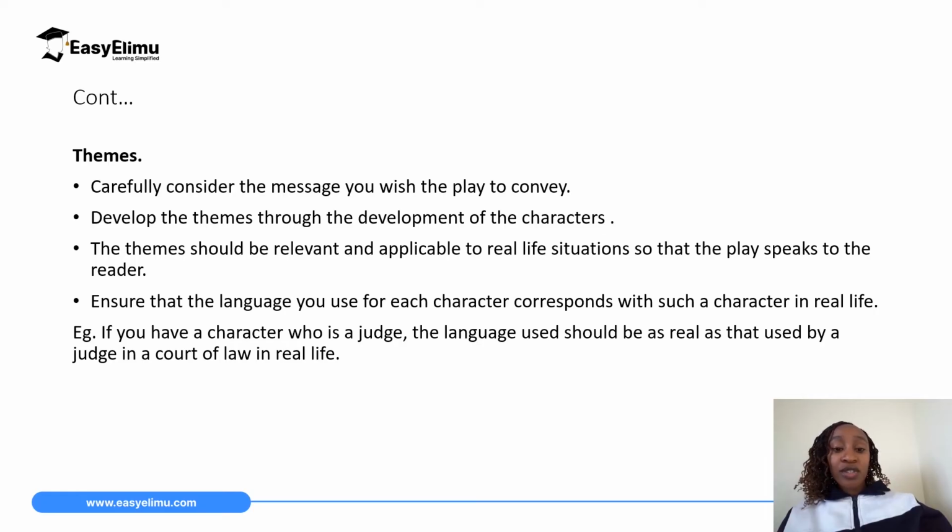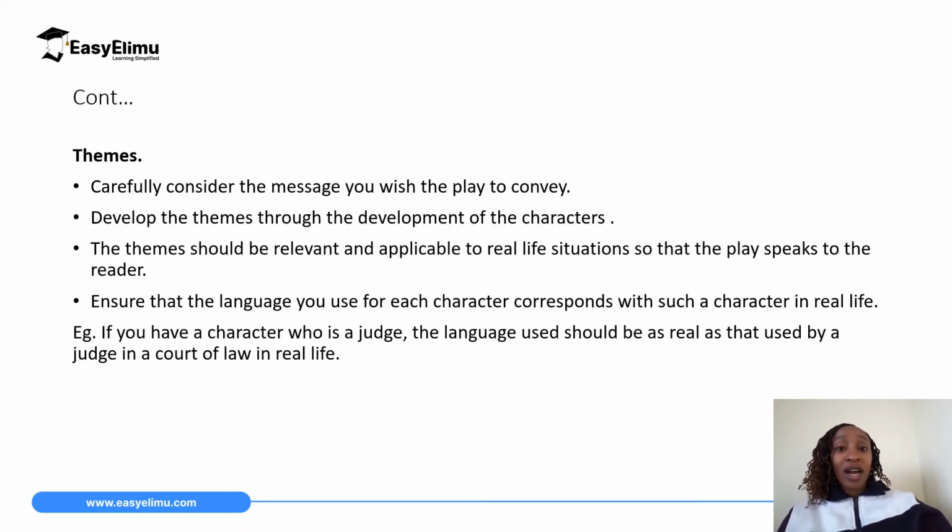Ensure that the language you use for each character corresponds with such a character in real life. So if you have a character who is a judge, you know some of the language or the words that are used in a court of law. Ensure that you use those words as you describe this judge in your stage directions. Maybe you're describing what they are wearing, how they are walking. Ensure that it corresponds to a judge in real life. For example, you will not see a judge in jeans in the courtroom.